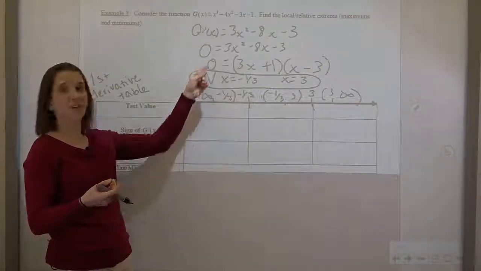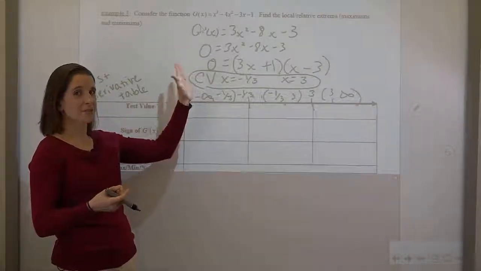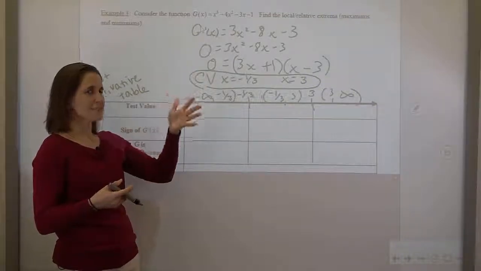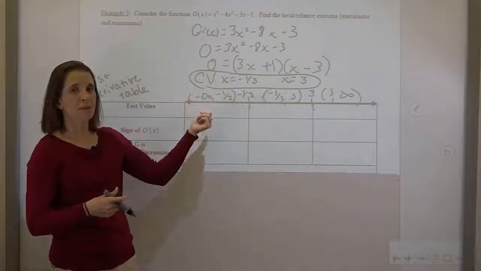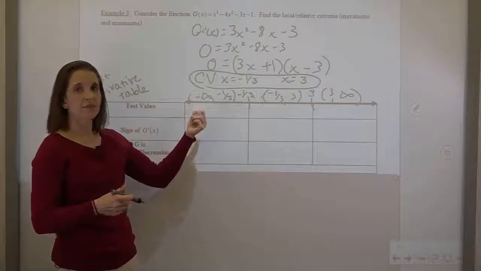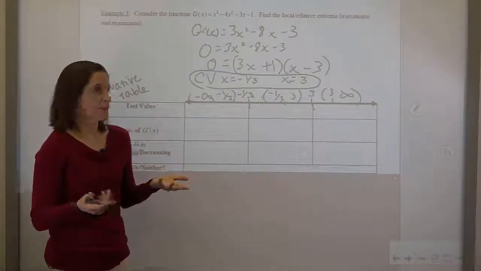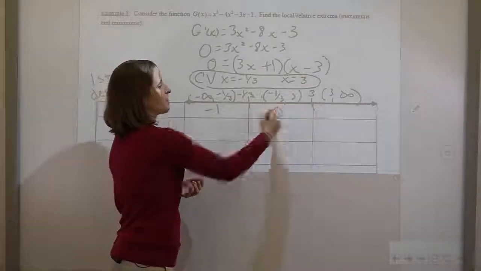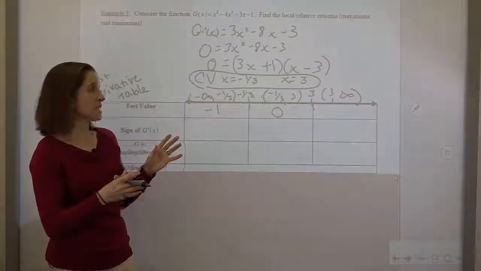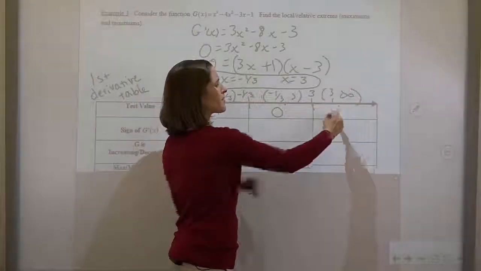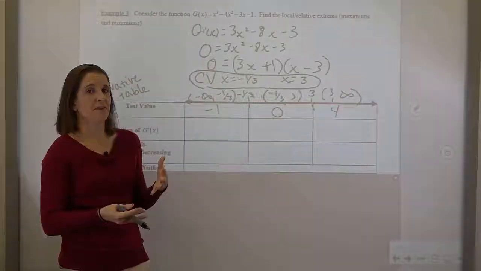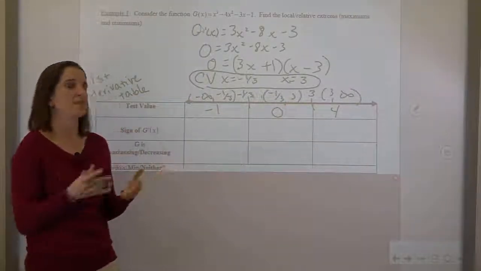Why? Because that's how I found it. I found it by setting the derivative equal to 0. So it's not going to be helpful at all. So I want to pick a number that's strictly inside of this, and you can pick any number you want, but whenever you can pick nice ones, that's nice. So whenever negative 1 or 1 or 0 is an option, I usually go for them. And then in that last one, you might pick 4, you might pick 5, you might pick 10, whatever seems like a nice number for you.